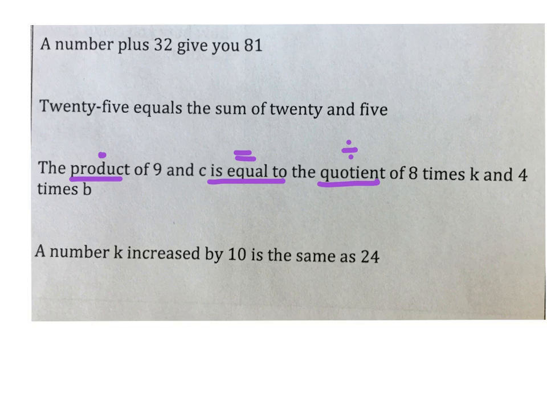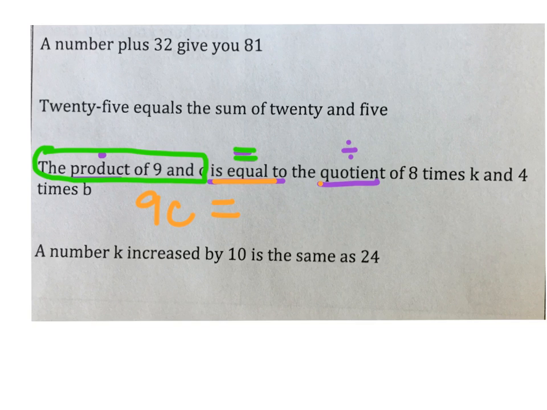Okay, so there's kind of a lot in this one. Let's start with this first part before the equal sign. So here's my equal sign. It kind of splits the two things up. So let's do this part. It says the product of 9 and C. Well, I know the product means I multiply. And 9 and C, I'm going to write as 9 times C. Okay, then it says it's equal to. So I'll put my equal sign.